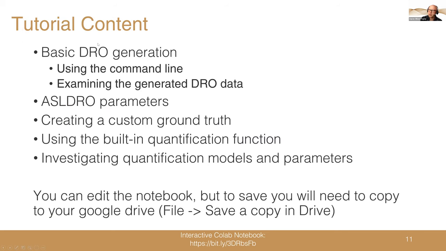So generally, if you work through the tutorial, what you'll see is there's some information on and examples of how to just run the DRO using the command line and examining what the format of the generated digital reference object data is in, looking at the parameters that you can use to configure the DRO, how you might go about creating a custom ground truth, using some built-in quantification functions, and also a sort of toy example of how you could use the DRO in your own research. So investigating the quantification models and the parameters and what happens if you use a different model to quantify compared to what you generated the data with, or if you change the assumed parameter values to something else.